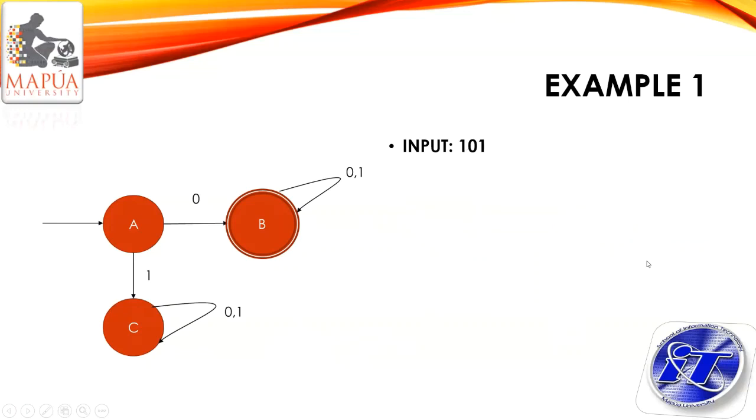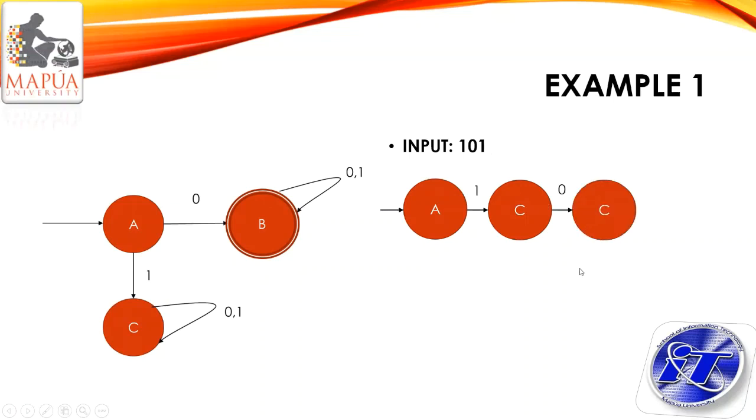Okay, so how about 1, 0, 1? Initial state A, it accepts 1, definitely it will go to C. And then after C, we have 0, it will just loop within itself, so it will go back to C. Then for 1, it will go back to C. Since after the first bit, everything is trapped in C, and C is not a final state, therefore this is rejected. 1, 0, 1 is rejected, not accepted by the automaton.